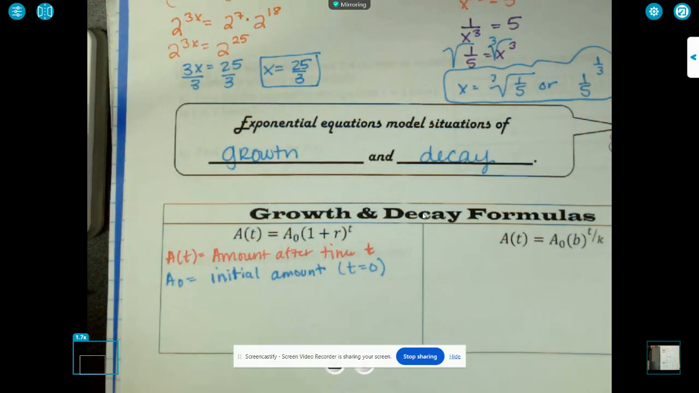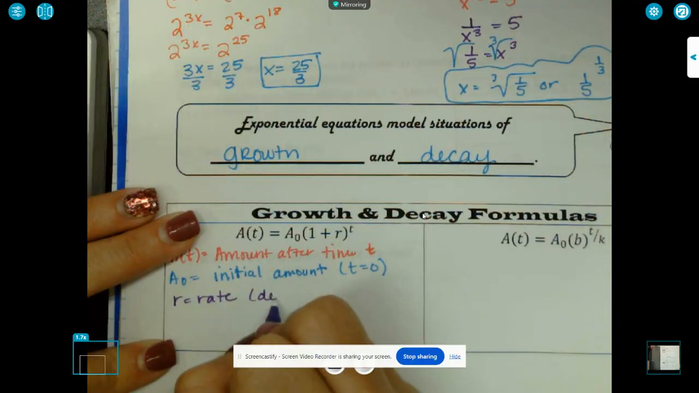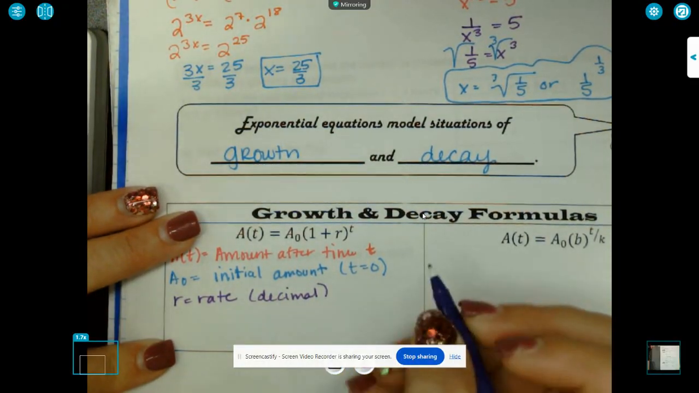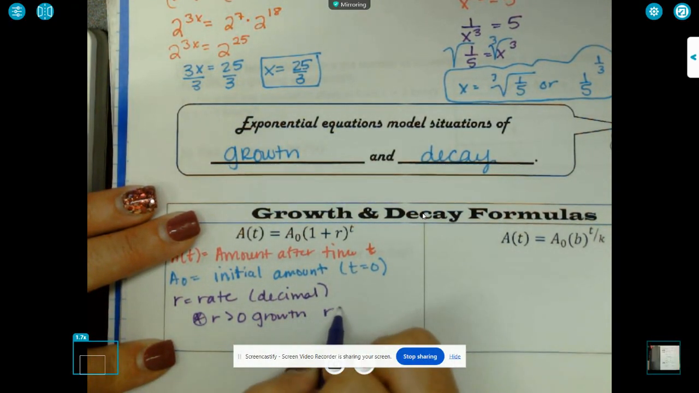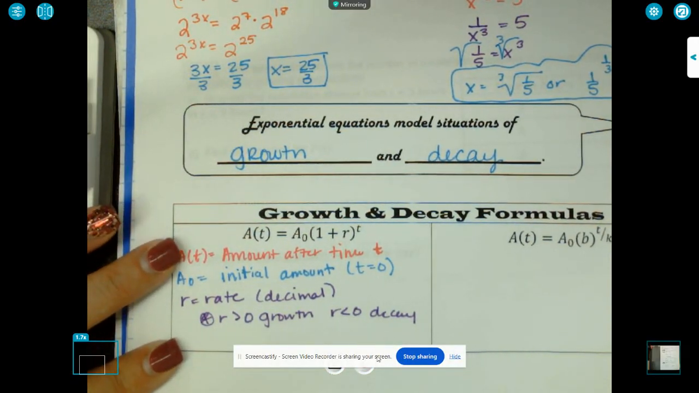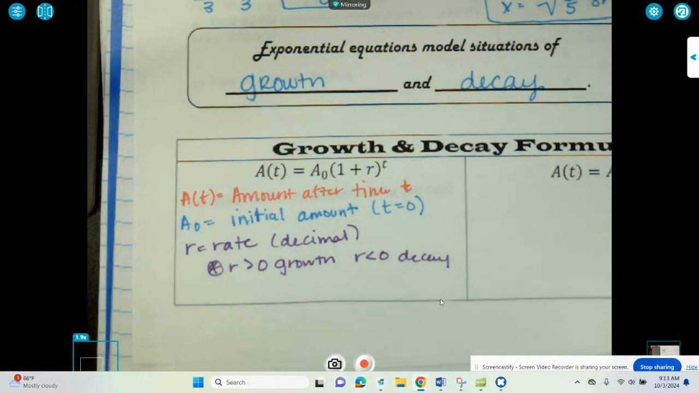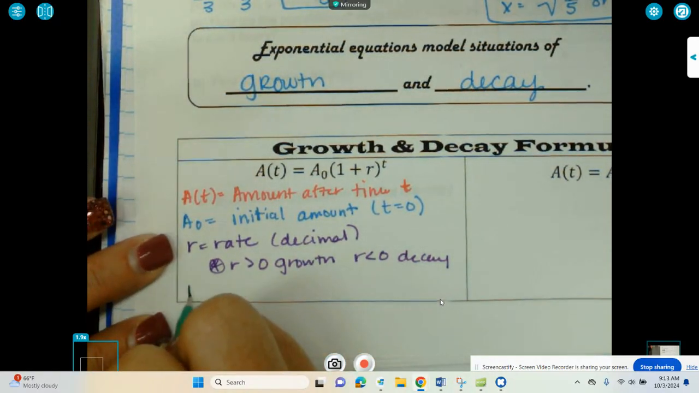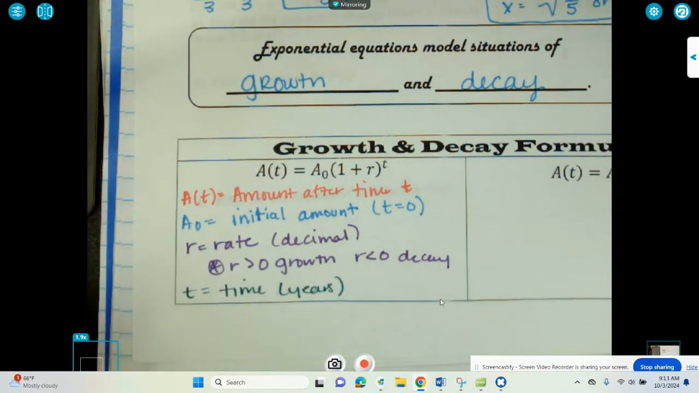All right, our R is our what? It's our rate, and that is going to be written, remember, as a decimal. So, just to reiterate, if your R is greater than 0, you have growth, and if your R is less than 0, you have decay. And the last thing we have here is our T, which is our time. Normally this is in years for your general growth and decay formula.